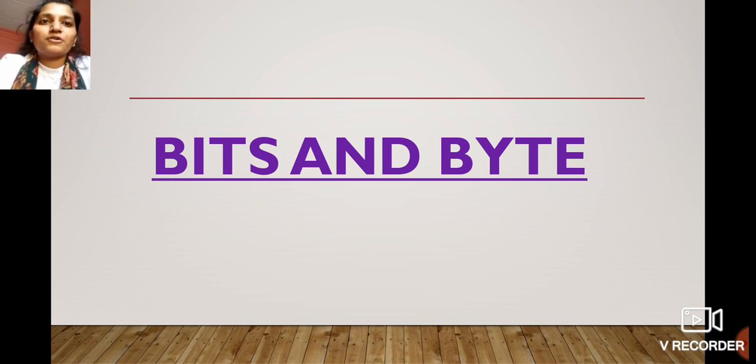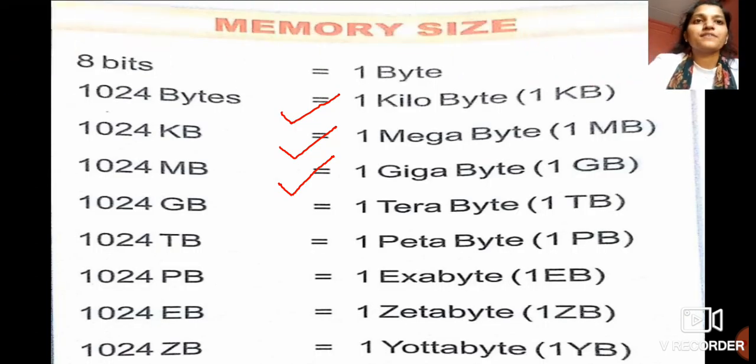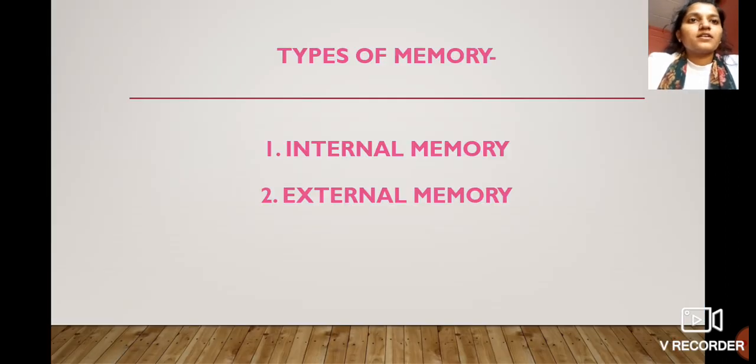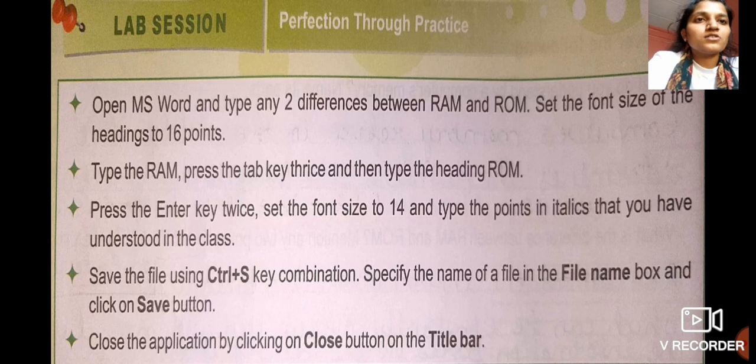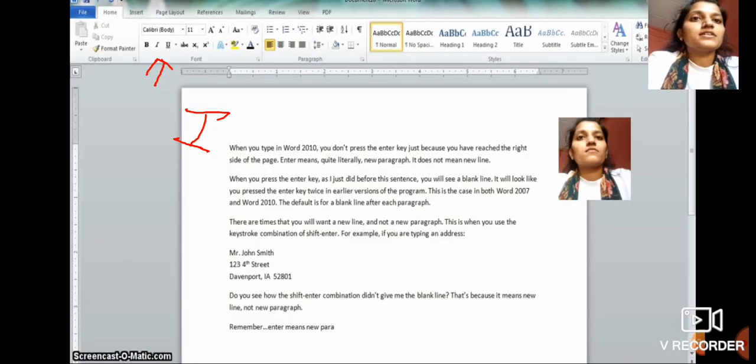Bits and byte, we have seen about bits and byte. Yes, this chart also we have seen. What is meant by byte, kilobyte, megabyte, gigabyte. Yes, terabyte, petabyte, exabyte, zettabyte, yottabyte we have seen. Yes, very important. We have seen about two types of memories which are present in the computers, that is internal memory and external memory. Then we have seen that there are two types of memories which you are going to type in your lab practical, RAM and ROM. Okay, so yes, this practical you are going to do.